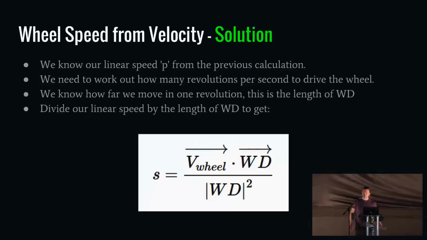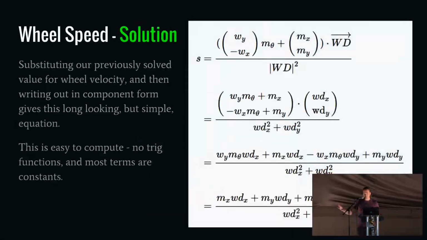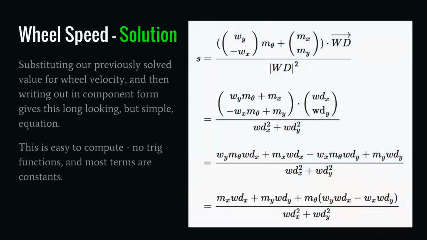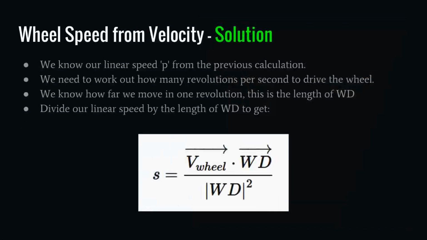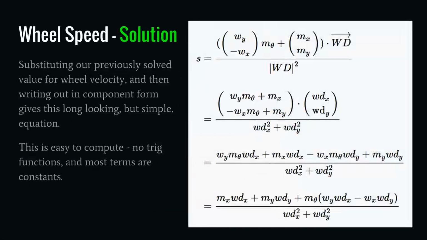And it explodes into this, which might look annoyingly large and complicated. All I've done here is take this equation, and rather than just saying v wheel and wd, I've written them out here. So I've written out the x and y components that we worked out earlier. And you see there's a dot product operator on the second row. That then turns into this equation on the third row.